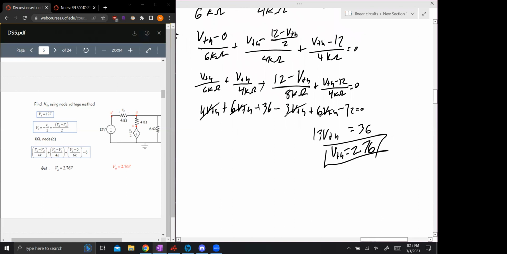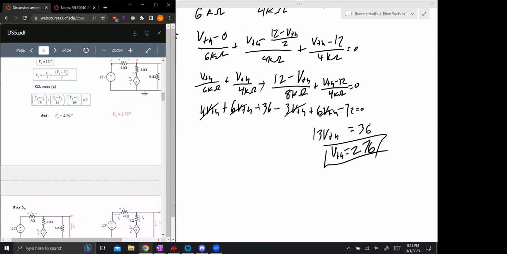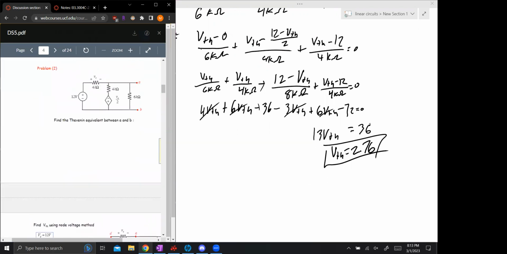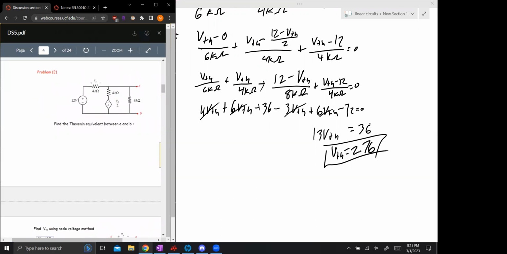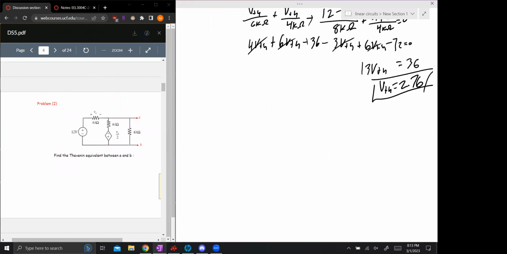Well, if you round it to 2 decimals, yes, that is true. Oh yeah, which she did. Duh. Okay. And now we could easily do our Thevenin. Yeah, not too bad.